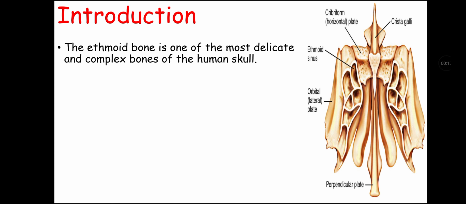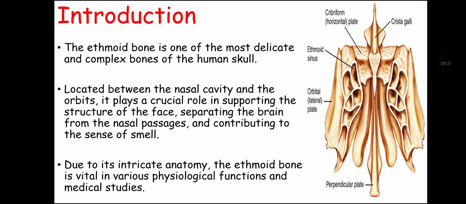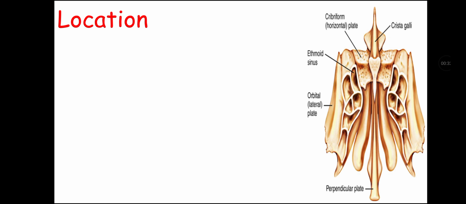Ethmoid bone is one of the most delicate and complex bone of human skull. It is located between the nasal cavity and the orbits. It plays a crucial role in supporting the structures of face, separating the brain and forming the nasal passages, and contributing to the sense of smell. Due to its intricate anatomy, the ethmoid bone is vital in various physiological functions and medical studies.